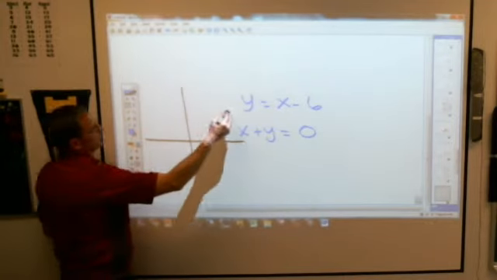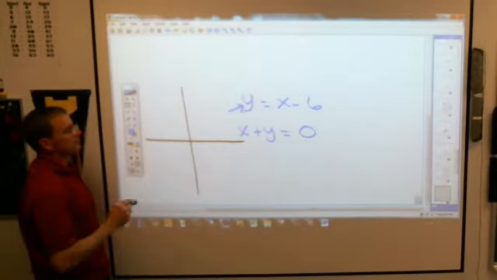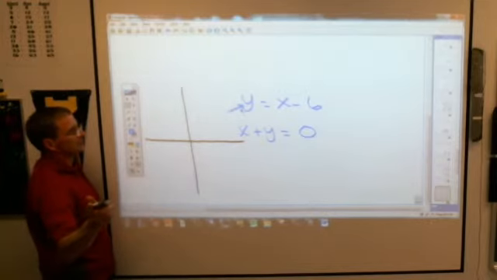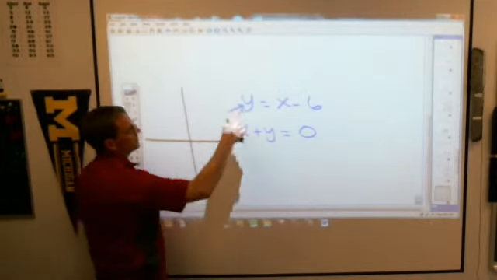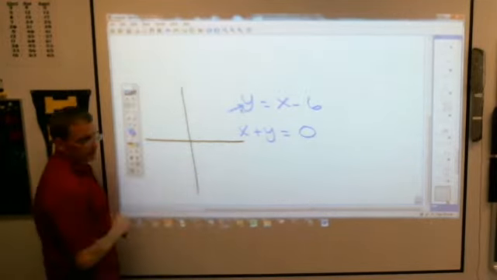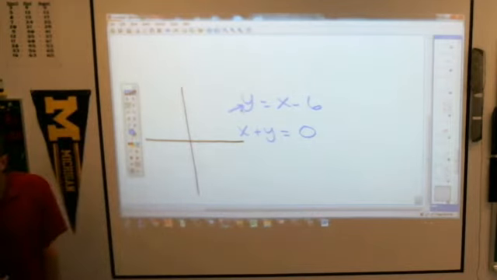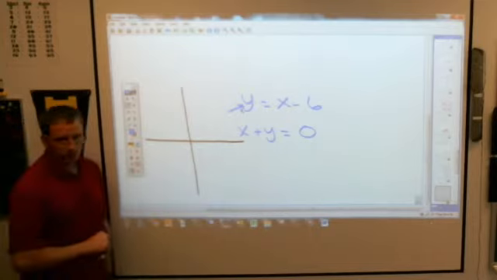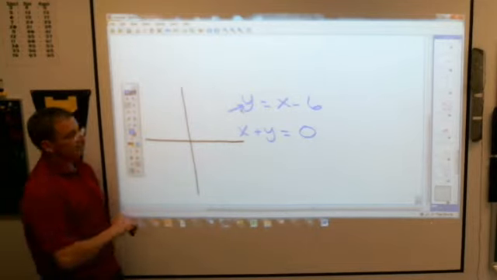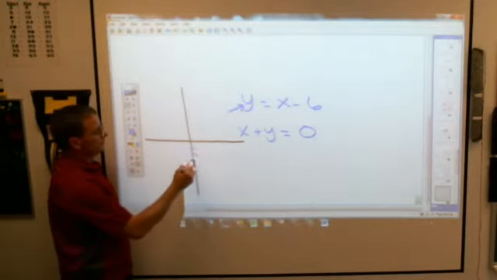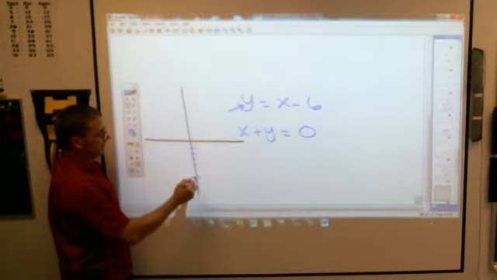This first equation, what form is it in? It is not standard form. Slope-intercept form. Solve for y, slope-intercept form. What's the first thing I do with slope-intercept form, Joseph? You put the y-intercept at negative 6. Right, so here at 1, 2, 3, 4, 5, 6, I put a dot.